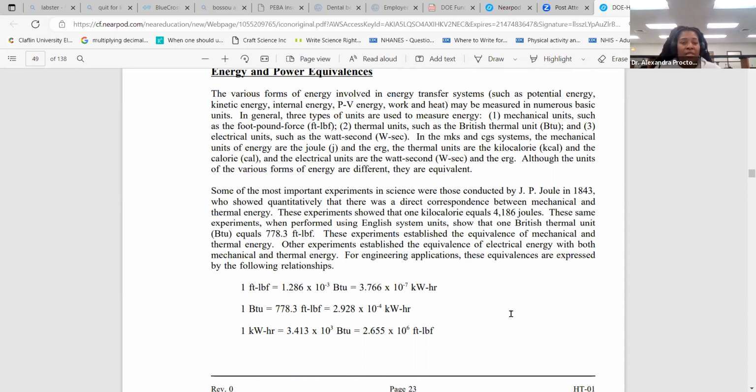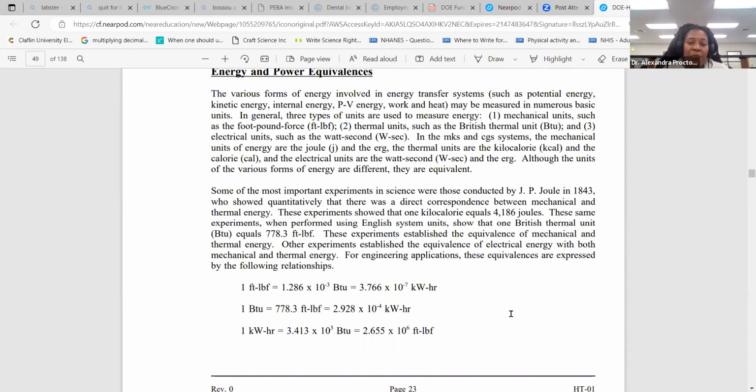So although the units of various forms of energy are different, they are equivalent. Meaning there's some conversion factor between the metric or SI system and the British or English system. There is some conversion factor, so they are equivalent.